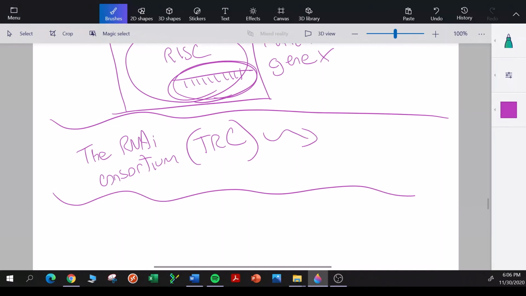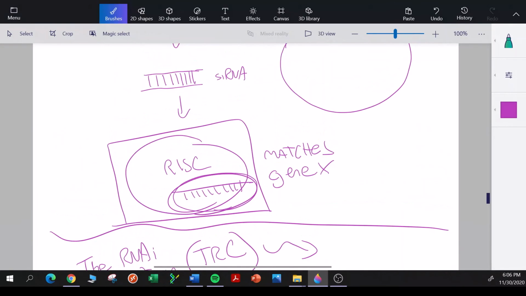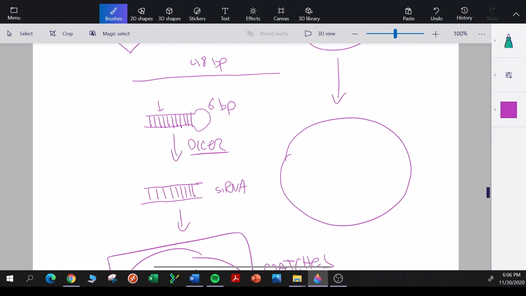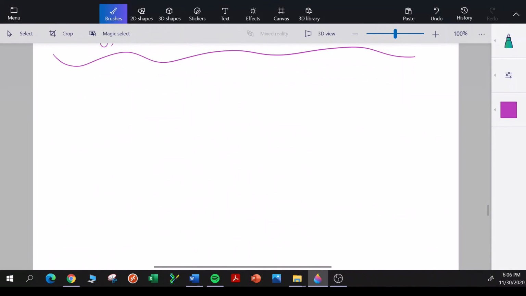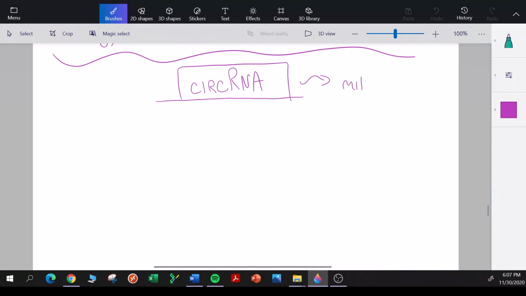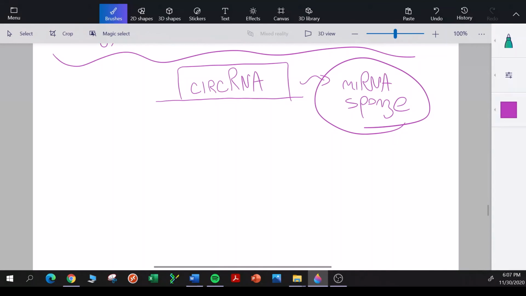So we're going to see a little bit about how researchers use short hairpin RNAs to study a special type of RNA molecule that was discovered a while ago, but only recently has been viewed as important and not just junk RNAs. So these are called circular RNAs. And one of the main functions of a circular RNA is thought to be to act as a microRNA sponge. And we'll talk more about what that means in the coming lectures.